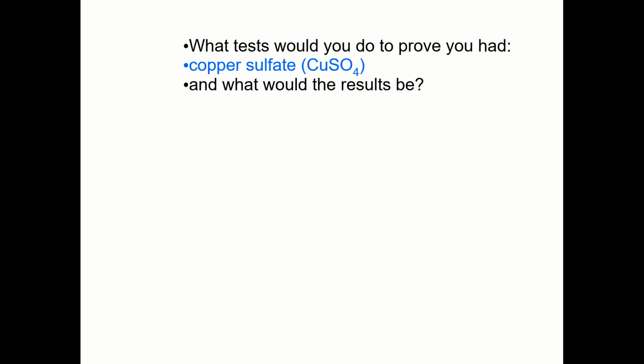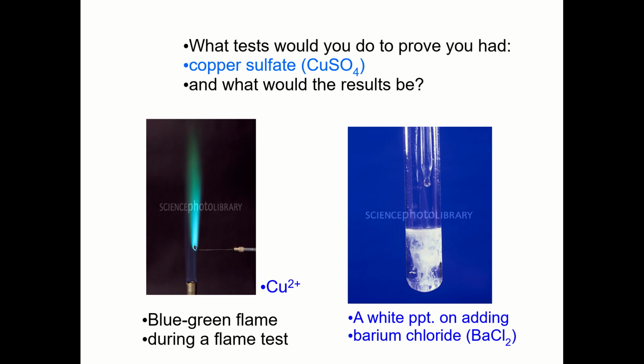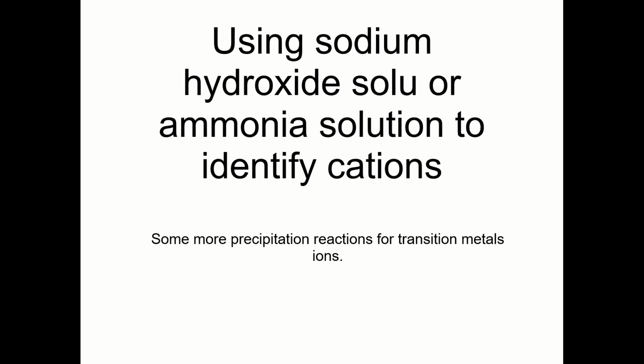So what tests could you do to prove that you had copper sulfate, and what would the results be? So I suggest you stop the video, write your answer to this, and then come back and check. So you would do a flame test, which would give you a blue-green colour, and then you would do a barium ions in solution test, which will give you a white precipitate, and that will tell you you've got copper sulfate.